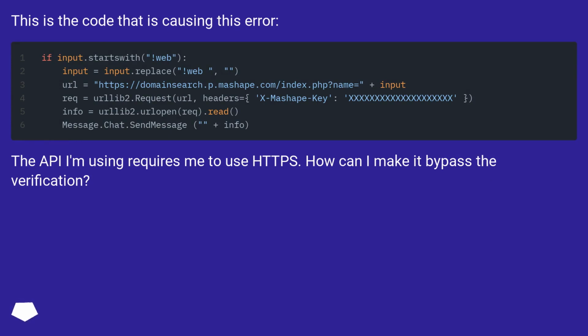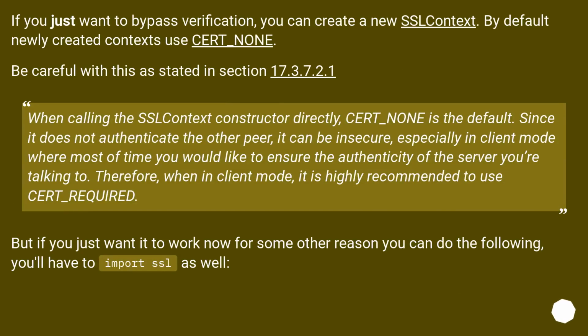The API I'm using requires me to use HTTPS. How can I make it bypass the verification? If you just want to bypass verification, you can create a new context. By default, newly created contexts use cert_none.